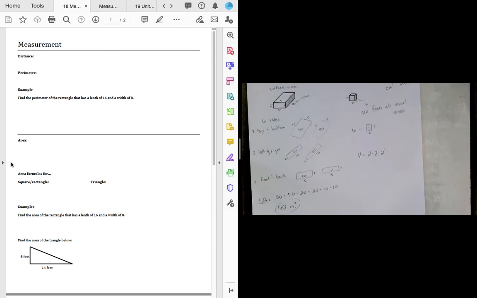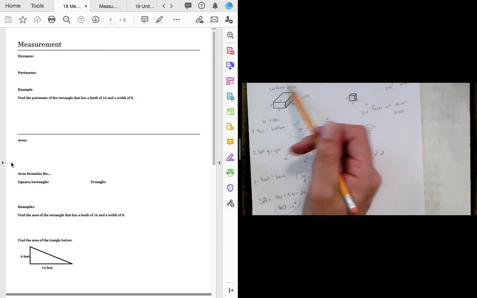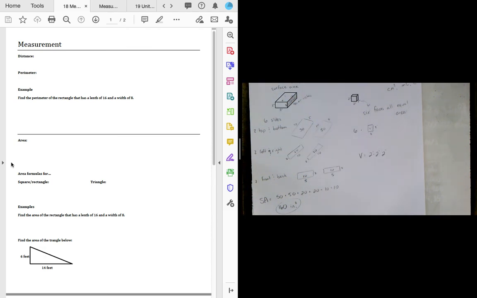So that's it for measurement. Surface area is probably not going to be something we talk too much about, but it's good to know. I think in your homework you have just area, perimeter, and volume.